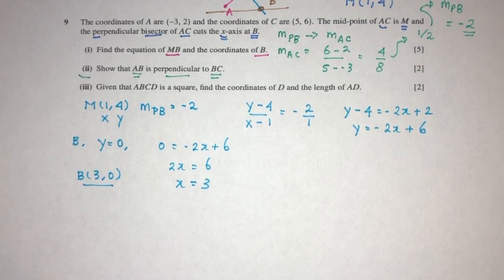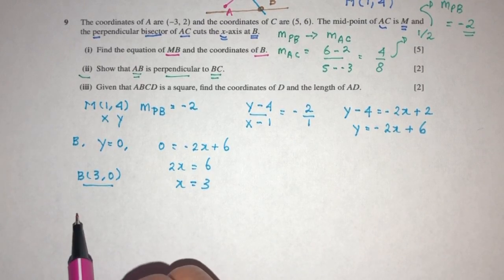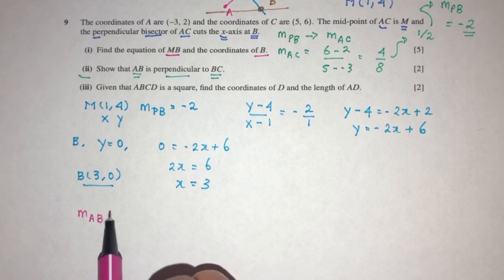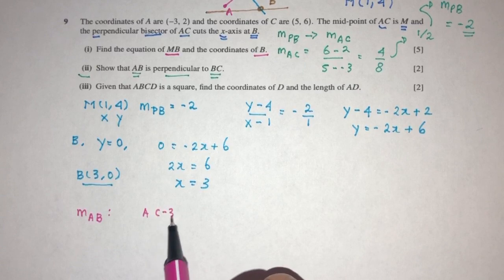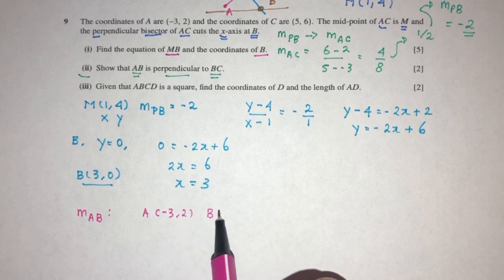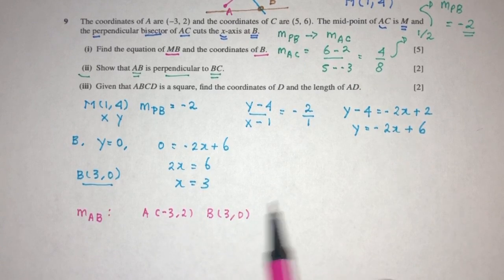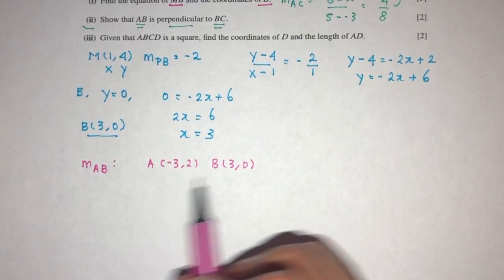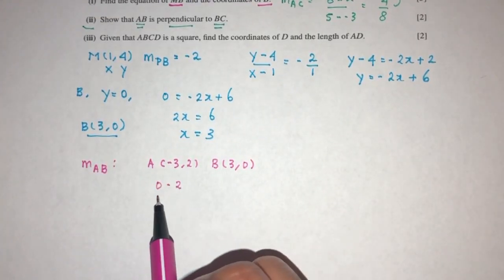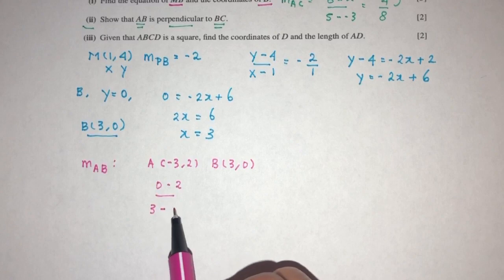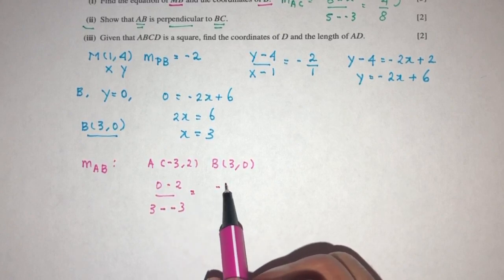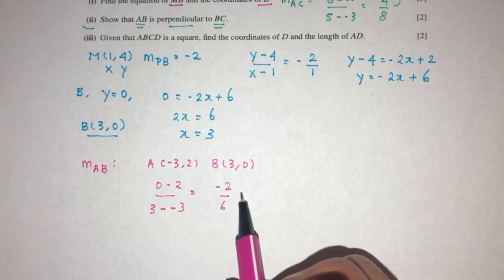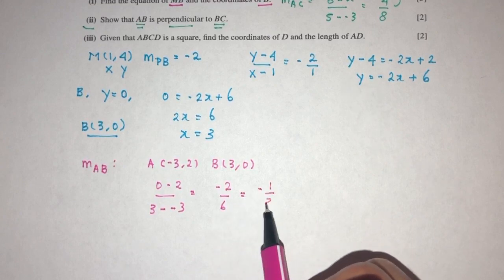So what is the gradient of AB? Let's find out. Point A is given by (-3, 2), and point B was found to be (3, 0). So the gradient will be y2 minus y1 over x2 minus x1. That should be -2 over 6, which is -1/3.